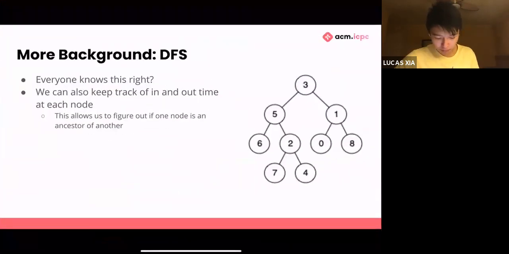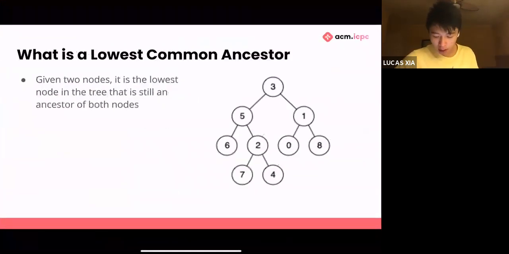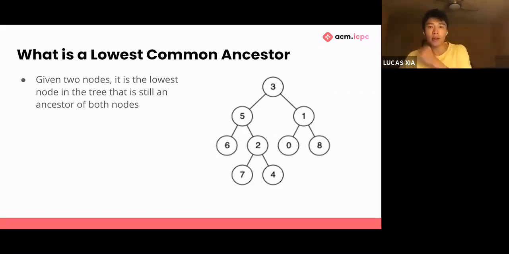So yeah, now that we have the background out of the way, we can start talking about what LCA really is. LCA has a very simple definition. It's essentially the lowest node that's an ancestor of the 2 nodes that you're querying. It's just a query: given 2 nodes, you want to return some other node that is furthest down the tree, but still an ancestor of both these nodes. And you'll see why this is useful. It might seem kind of weird why we want this node, but it is useful.